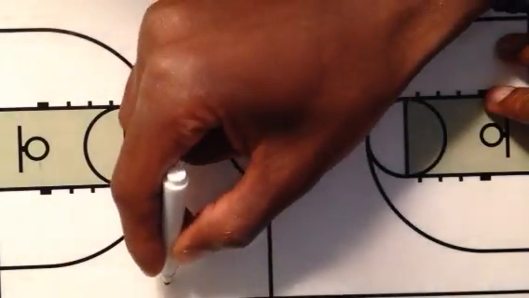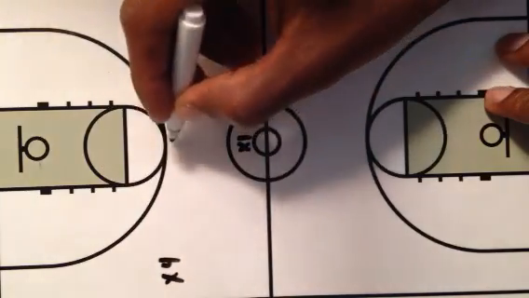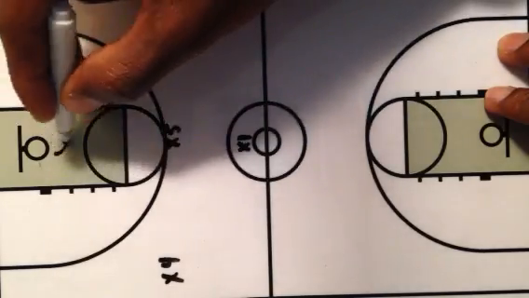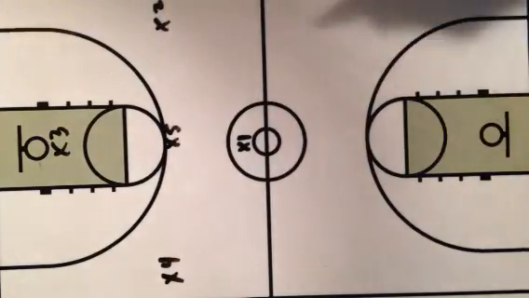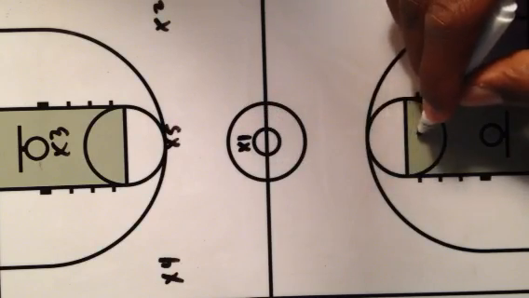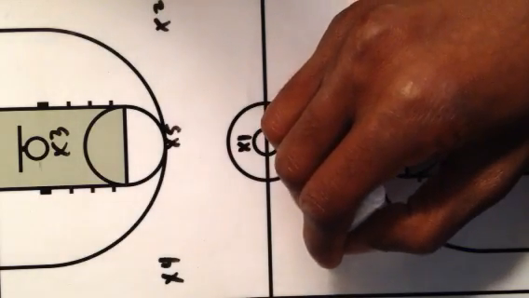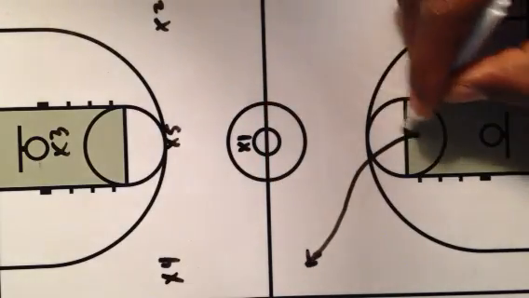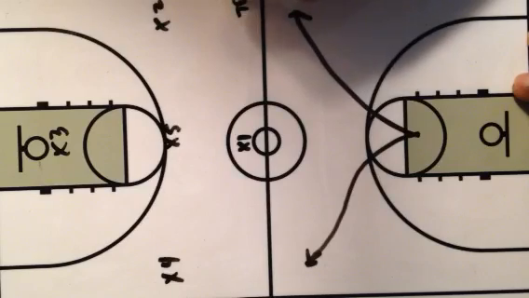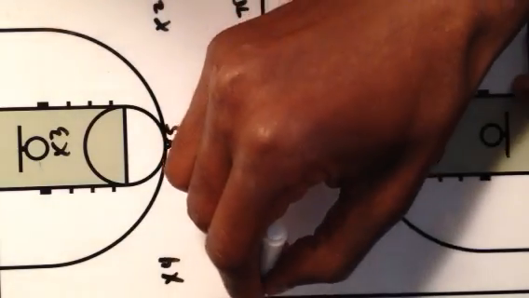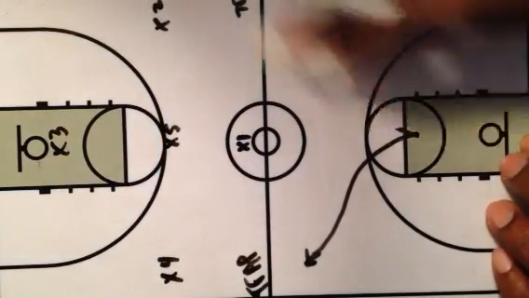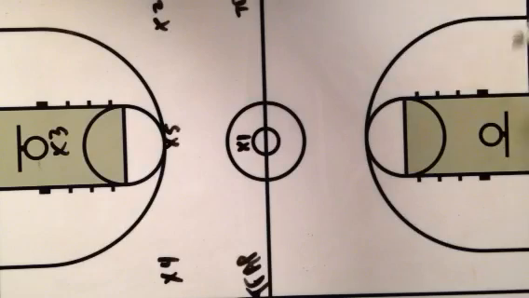X1, X4 sets up here, X5 up high, X2 up here, X3 down here. Now again, X1's job is to make sure he pushes the offensive guy dribbling the ball this way or this way. It really doesn't matter, because we want the trap to happen right here or here so we can get a turnover. So let's go to the opposite side now.